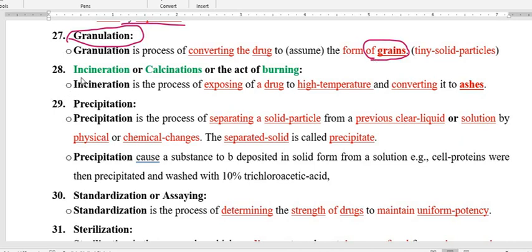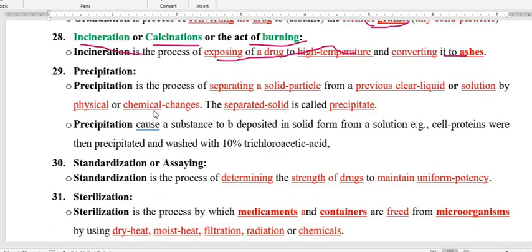Whereas incineration or calcination is burning the drug, or exposing the drug to high temperature, and that high temperature converts the drug into ashes. This is called incineration. Next is precipitation.